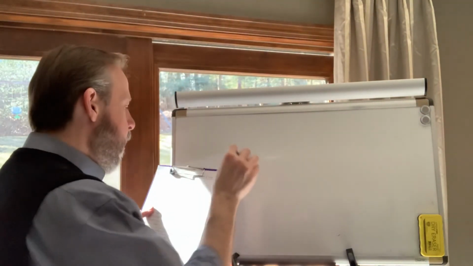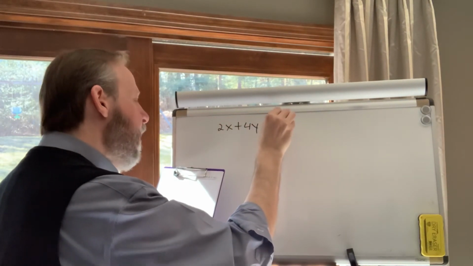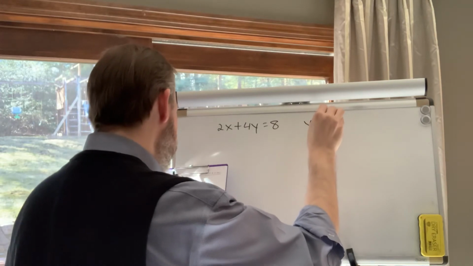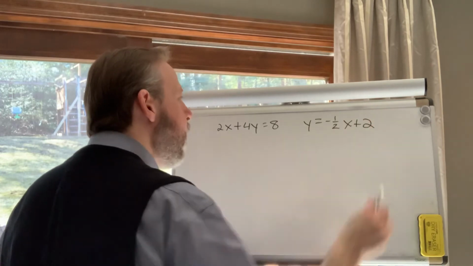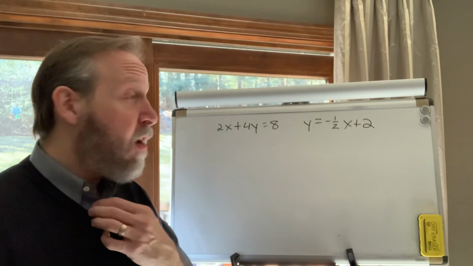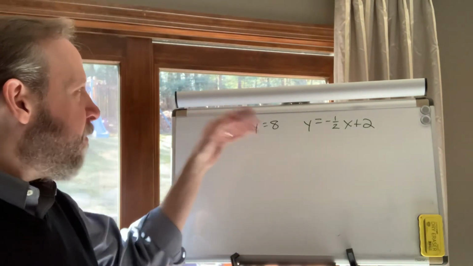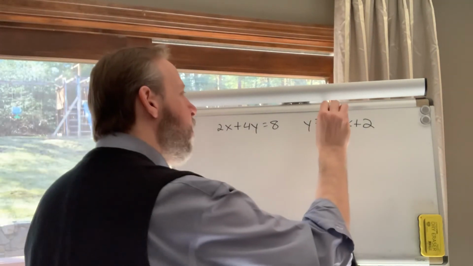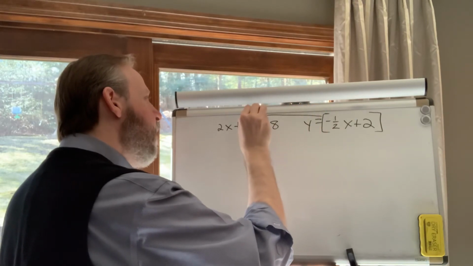And if you've been paying attention, you already know what kind of system it's going to be, but let's just do it anyway. 2x plus 4y equals 8. Y equals negative 1/2 x plus 2. I already put one of those lines in slope-intercept. You could put the other one as well in slope-intercept, or you could substitute. I've done enough of slope-intercept. I'm going to substitute this time. I'm going to plug this chunk of information in place of y.